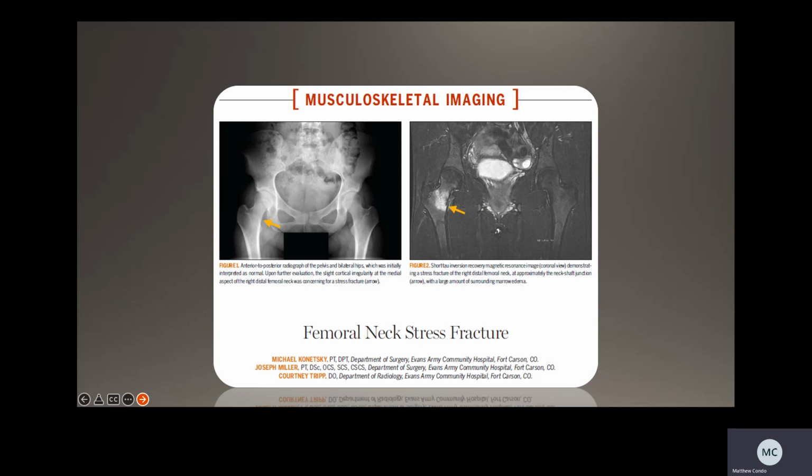This is another really good case. This was written up in JOSPT a few years ago. Take a look at the left-hand side. In fact, I think if I took the arrow away, you might not see the fracture to the femoral neck. You might see it, you might not, but it doesn't look real definitive. However, put that on MRI, and obviously we can see a considerable difference from right side to left side. So this is another really good indication why we need to use MRI for bone stress injuries.